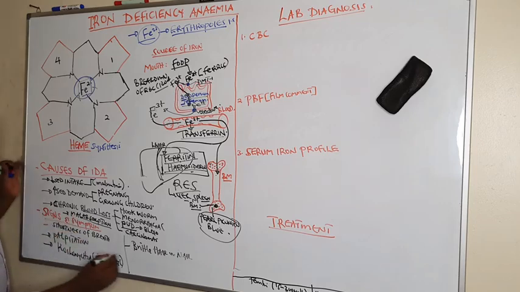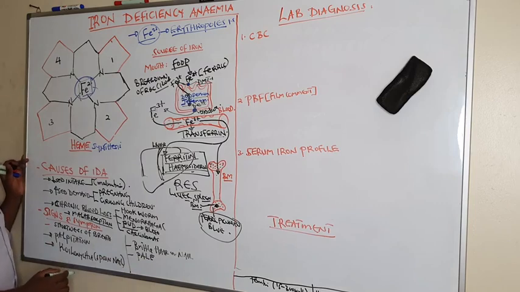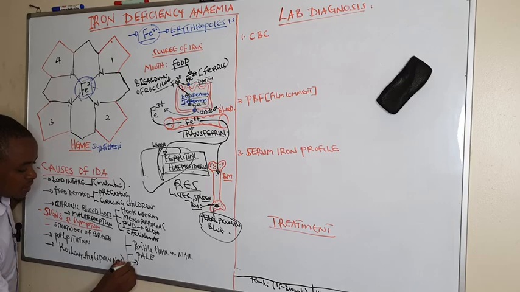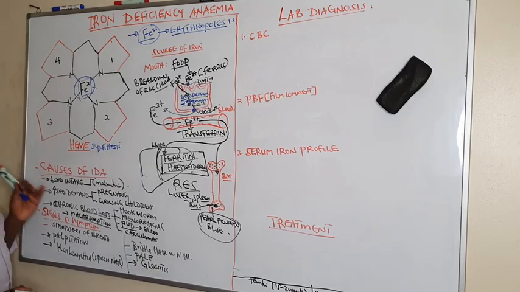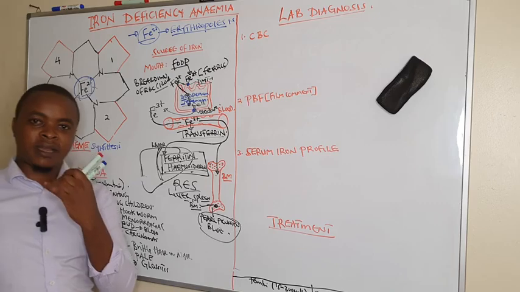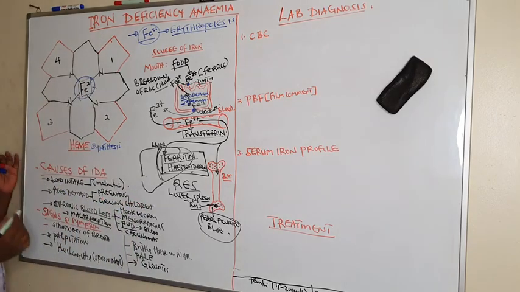Then another common feature is paleness. Someone has pale skin, pale mucous membranes. That is also another thing. Then lastly, we can see glossitis. Glossitis, that is atrophy of the tongue lamina. So you find the tongue is peeling off.